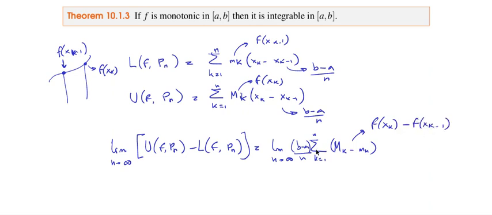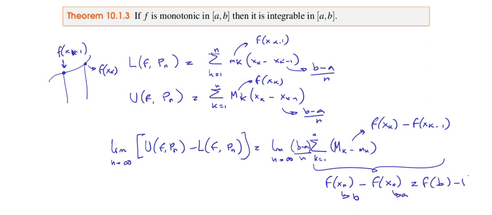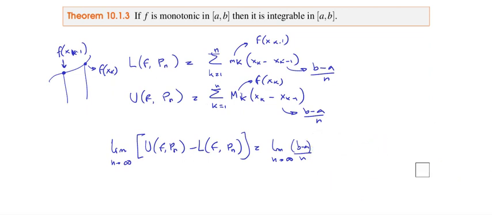and this is a telescoping sum. So if you do it, you get f at xn, which is f at b, minus f at x0, which is a. So this is f at b minus f at a. Okay, so let me rewrite all of this as b minus a over n times f at b minus f at a.